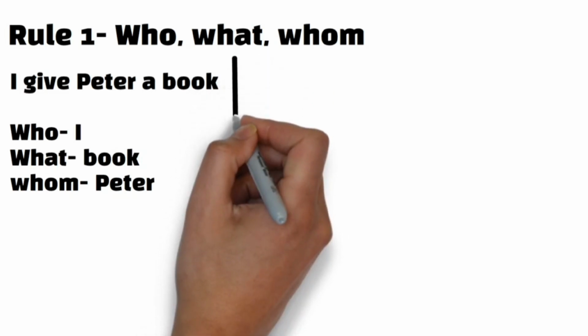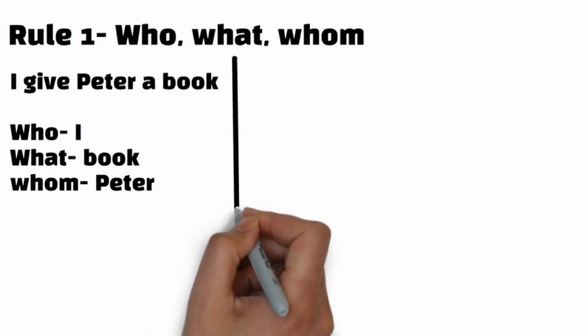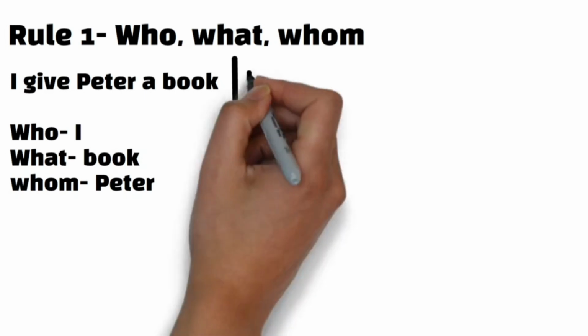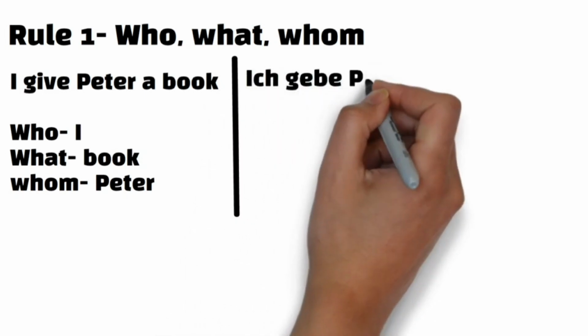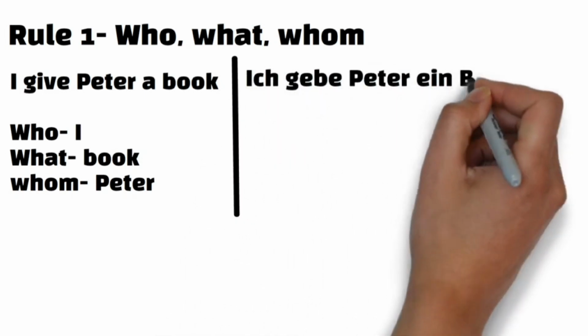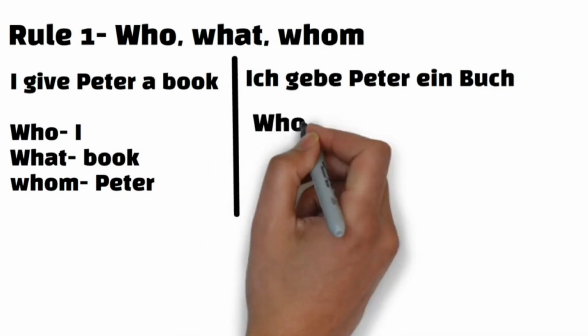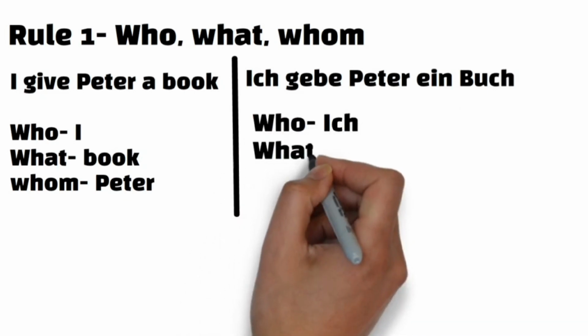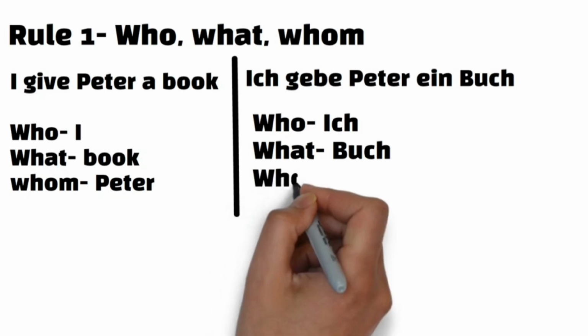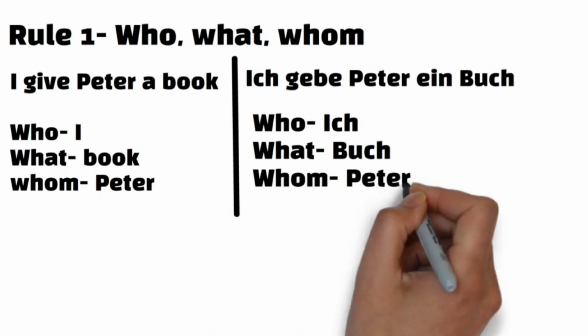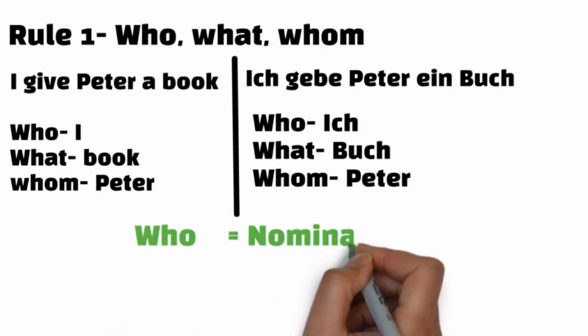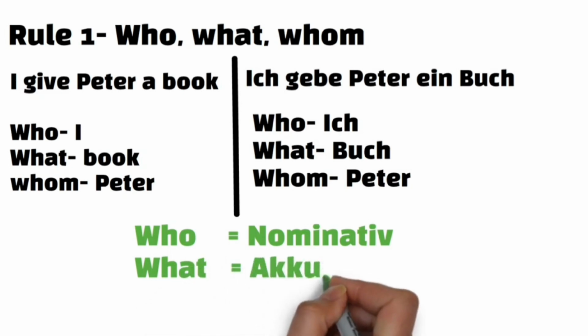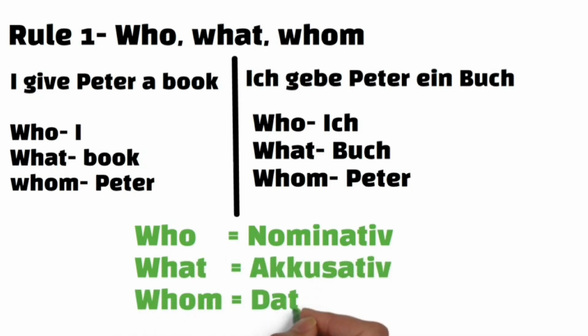Now, I will write the same sentence in German. So it will be Ich gebe Peter ein Buch. So again, who is Ich, what is Buch, and whom is Peter. Now, who will be nominative, what will be accusative, and whom will be dative.